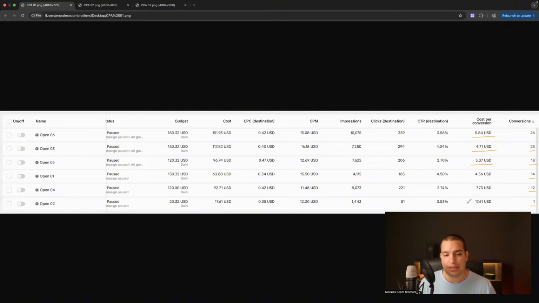The only reason why I didn't scale this one right here, if you can clearly see, is because look at the overall: everything is under $10, and this one is over $10. So I look at the average in order to not overspend. But don't overthink. Keep things simple.